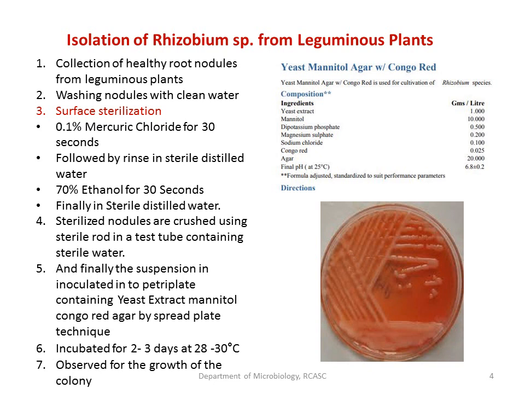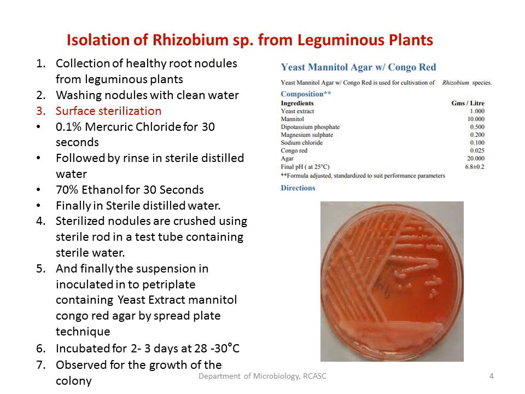They appear mucoid, translucent colonies, mucoid colonies. So if you stain and observe it under the microscope, they are gram negative. They are gram negative bacteria. So this is how the isolation has been done.